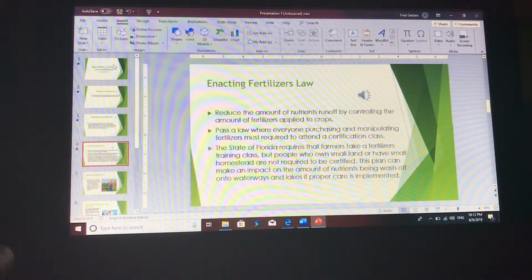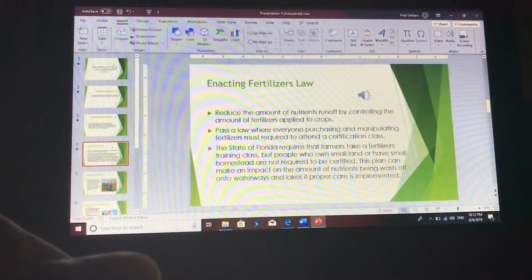Number 1 is to enact a fertilizers law to reduce the amount of nutrient runoff by controlling the amount of fertilizers applied to crops. So you pass a law where everyone purchasing and manipulating fertilizers is required to attend a certification class.